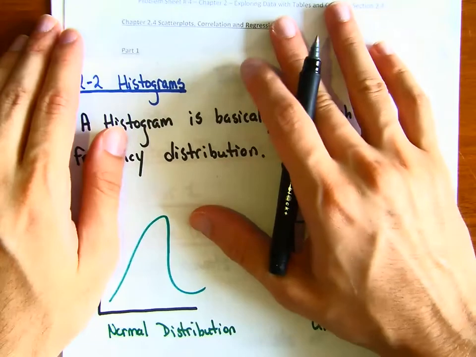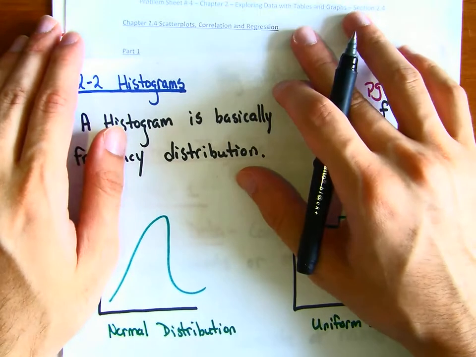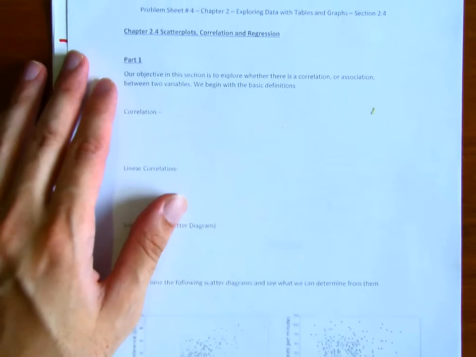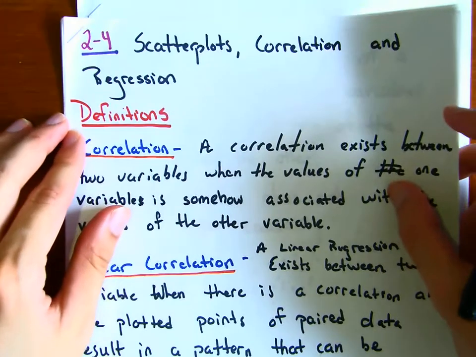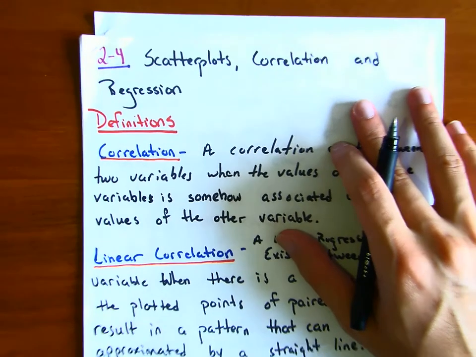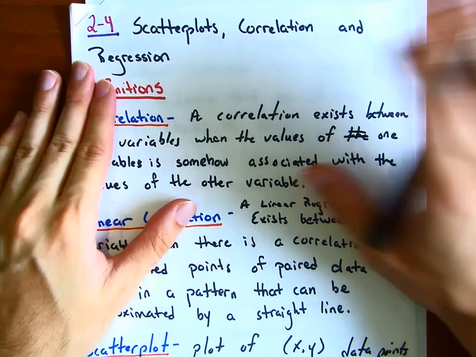This was just a very short video to talk about some graphs. In the next one, the final section within chapter 4, we'll talk about scatter plots and correlation and regression. I'll make that in a separate video.